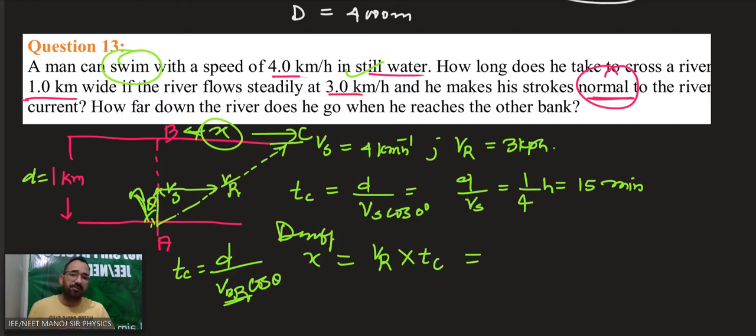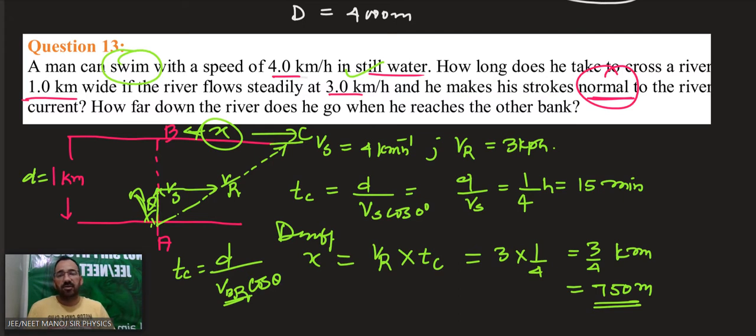We already know this thing. Okay, how to get this formula? So what is VR here? What is VR in this direction? That is given. VR is given, that is 3, into time of crossing, which is 1 by 4. That will be 3/4 km. Then you want to find out in meters, that will be 750 m. So this is the drift.